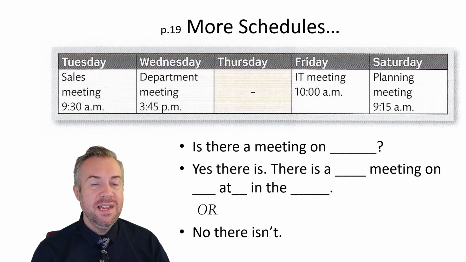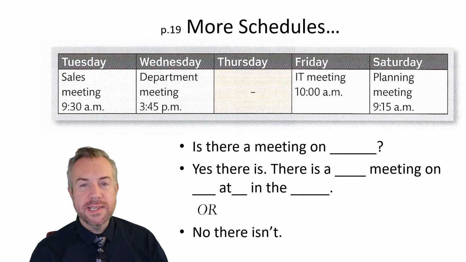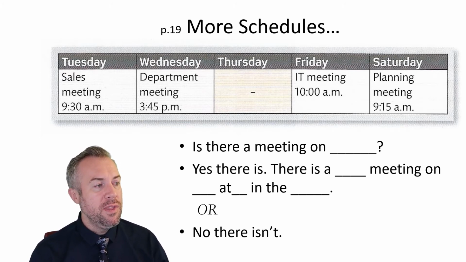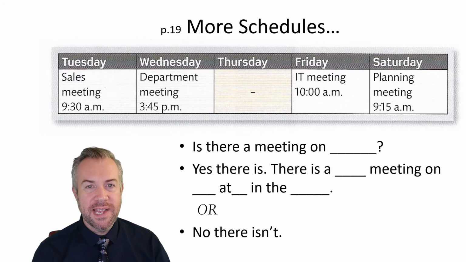And finally, is there a meeting on Saturday? Yes, there is. There is a planning meeting on Saturday at 9:15 in the morning. We don't know about Sunday, and we don't know about Monday, but there are 4 meetings in this week. There is no meeting on Thursday.